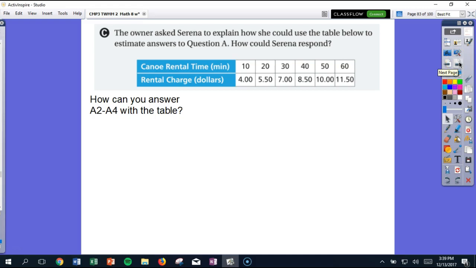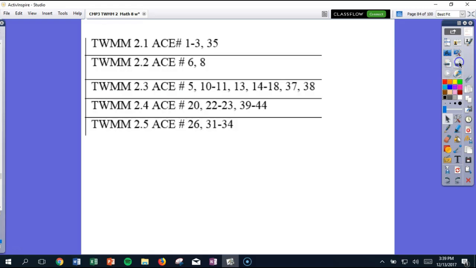That's what I want you to work through here. You should have a pretty good understanding of how to use a graph and a table by the time you get done here. And then be able to do ACEs 2.4, 20, 22, and 23, as well as 39 through 44. If you have any stuck points or any questions, let me know in class and we'll help you get through them.